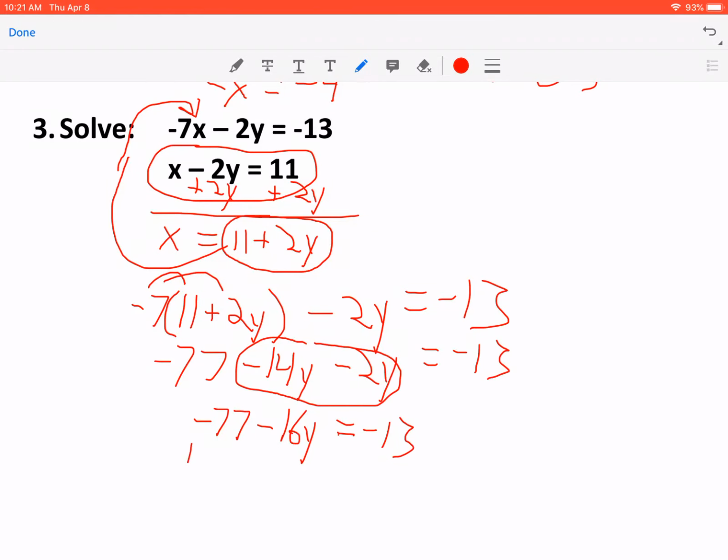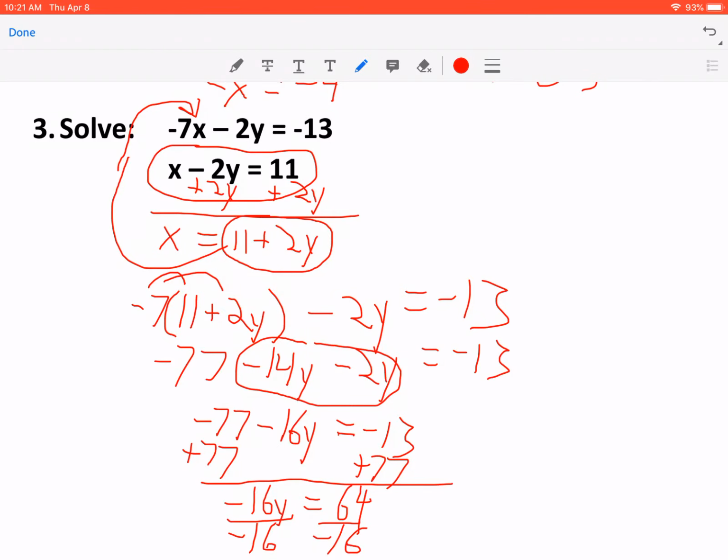How do you get rid of a negative 77? Add it, both sides. Now again, be careful. It's negative 16y, not 16y. Negative sign or minus sign goes with it. What's a negative 13 and a positive 77? That should be a positive 64. And how am I getting rid of this negative 16 beside y? Divide it. Now, I don't care if you use a calculator, but 64 divided by a negative 16, that means that y is equal to negative 4.